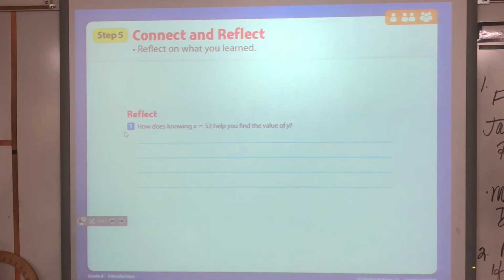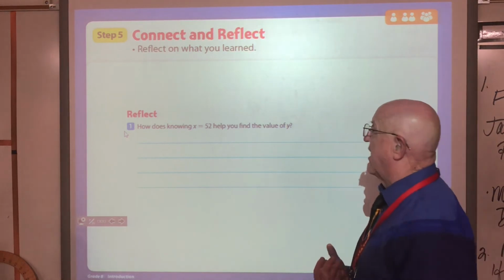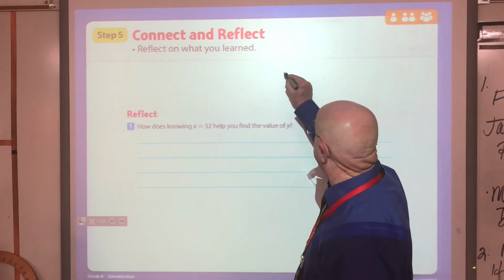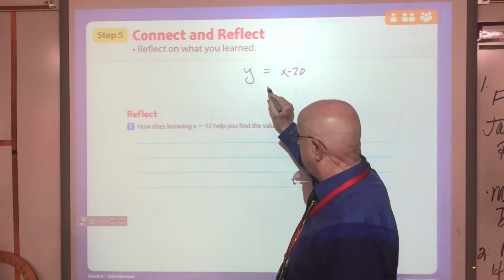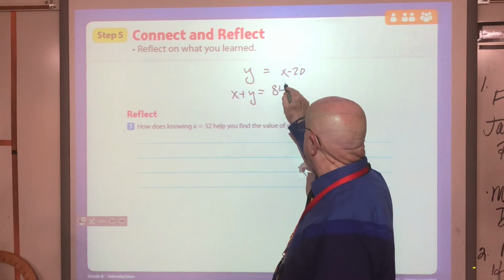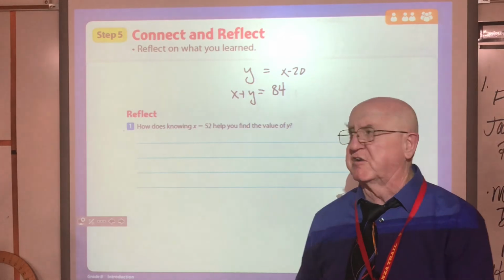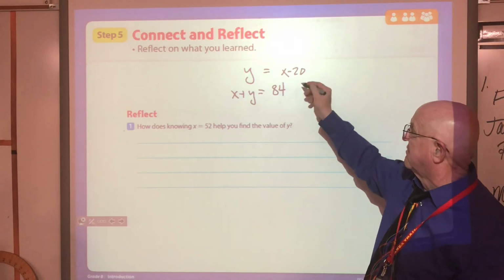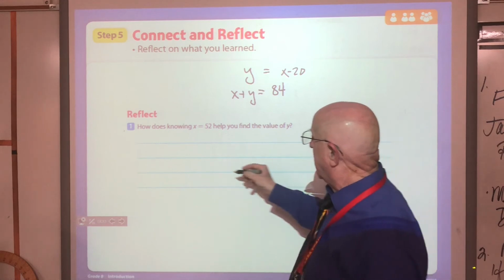So the question is, how did knowing the value of x being 52 help us find the value of y? Well, we had two different things. We had x minus 20 is equal to y, and we had x plus y is equal to 84. Once we know the value of x being 52, then it's simply a matter of substituting it in and performing the basic operation of a two-step equation.